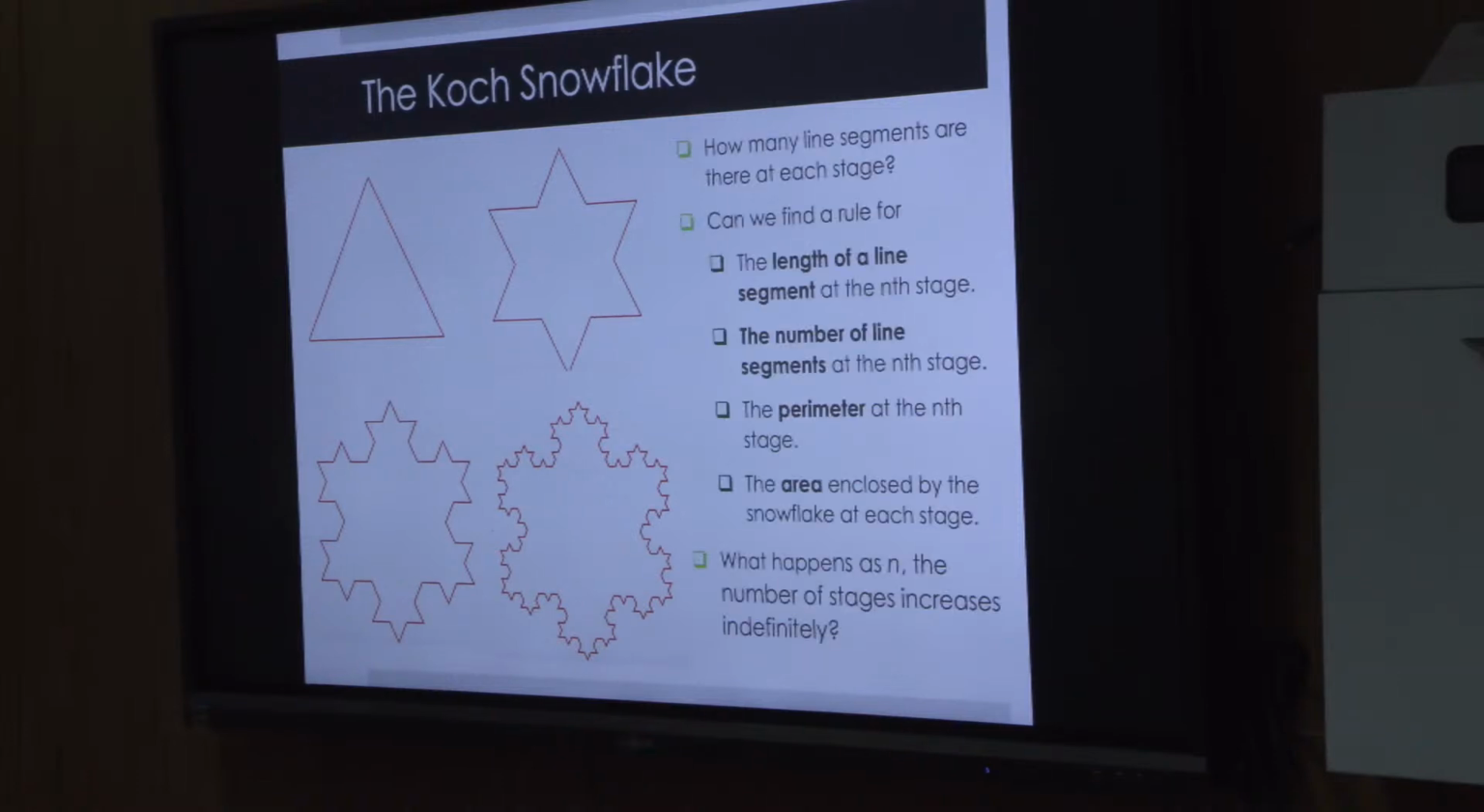So, interesting questions to ask is, of course, what is the number of line segments at any stage? Again, you will come up with a geometric sequence. And what is the perimeter? Overall length of the entire thing. That's also a very nice exercise. But what is more fascinating is what happens in the long run. As the number of stages grows, what happens to the area?